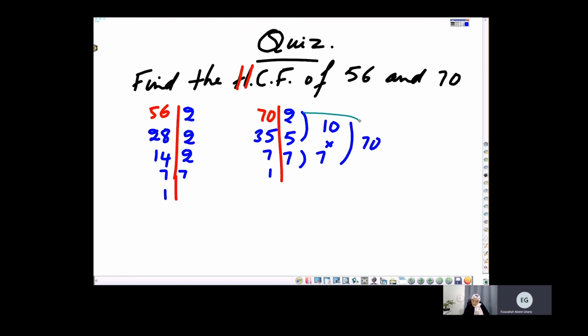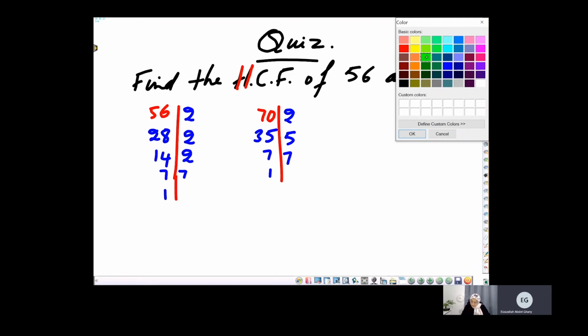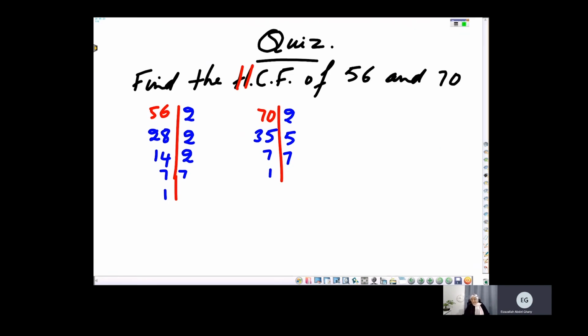So, after finishing up, what do we call it? Prime factorization. After you finish it, how to find the highest common factor of 56 and 70? 2 is common here and there. Is there any other 2 common? No, but there is a 7. Okay, so the highest common factor is 2 multiplied by 7, which is 14.